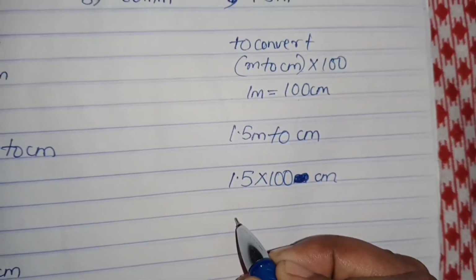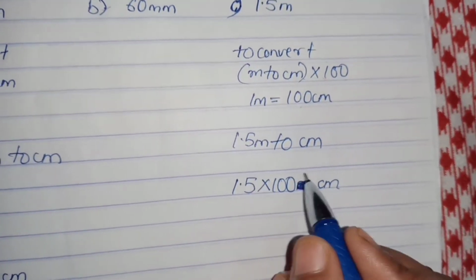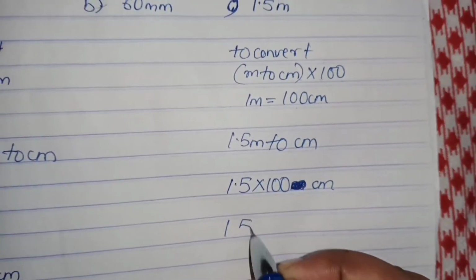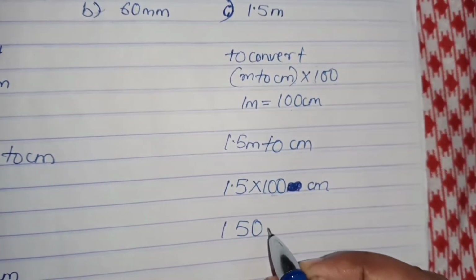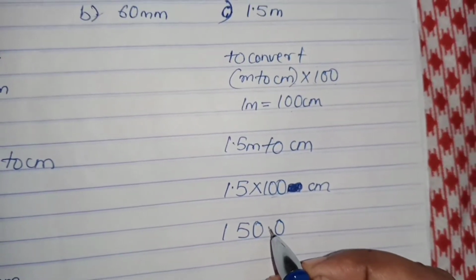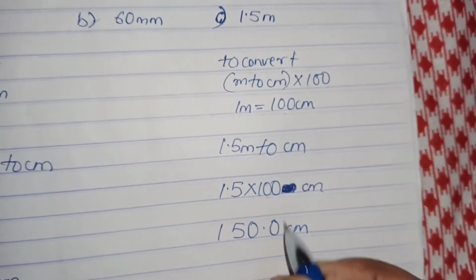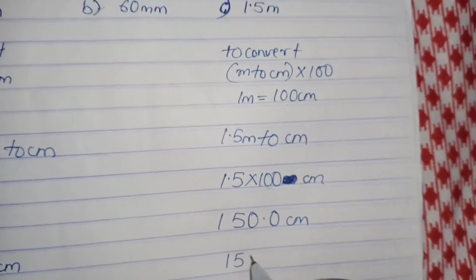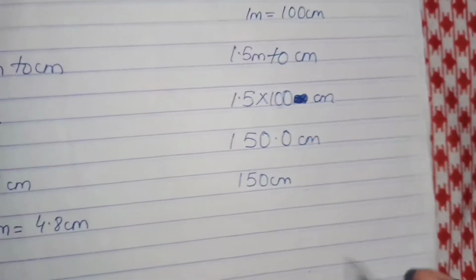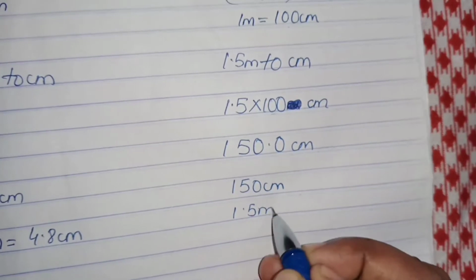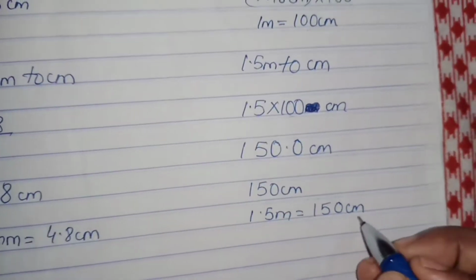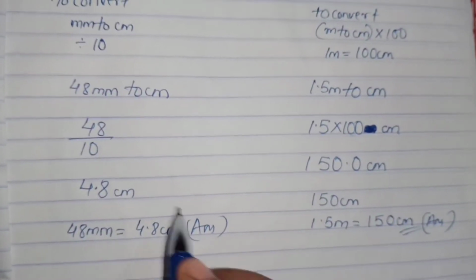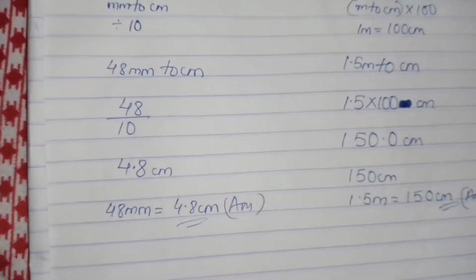Now what do you have to do? It is multiplying, so the point will move towards the right side. So copy the number. How many jumps do we have to take? 2 zeros means 2 jumps. 1, 2. So what came? 150.0 centimeter. So no need to write the .0, we can directly write 150 centimeter. That means 1.5 meter is equal to 150 centimeter. So this is the answer. Understood? Now let's move to the other question.